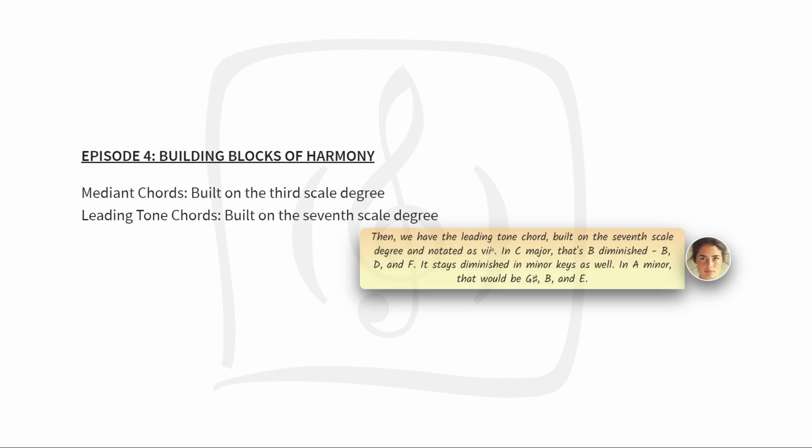Then, we have the leading tone chord, built on the 7th scale degree and notated as 7 diminished. In C major, that's B diminished, B, D, and F. It stays diminished in minor keys as well. In A minor, that would be G sharp, B, D.